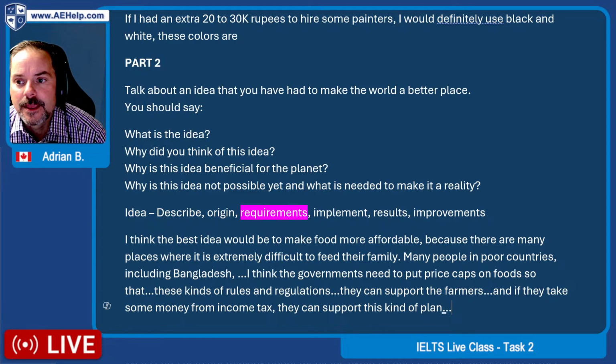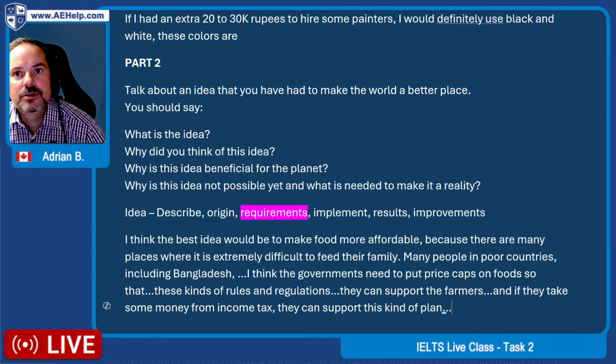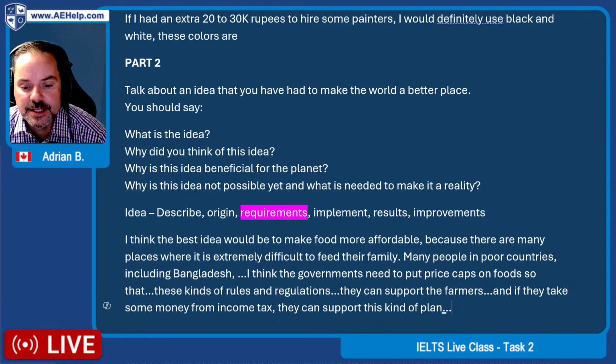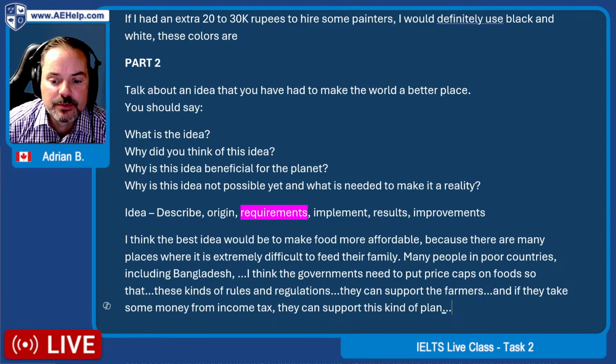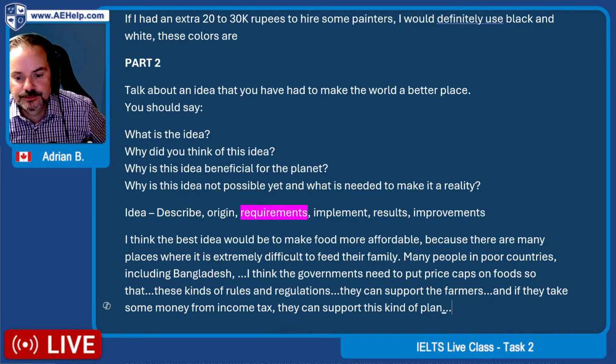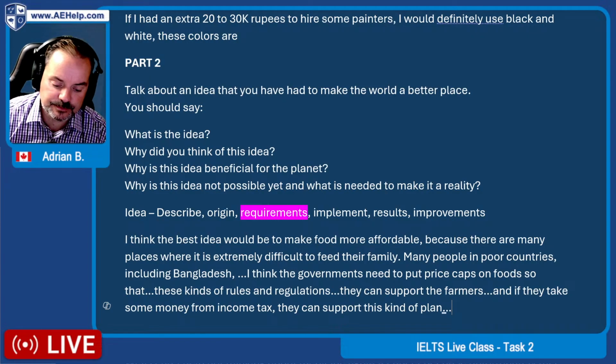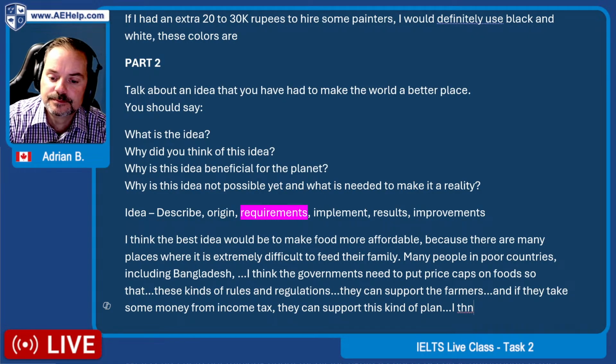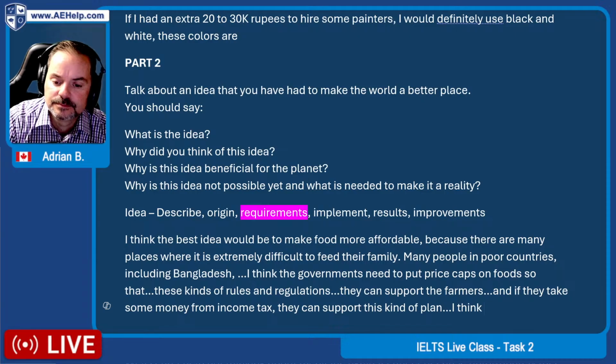So, Omid, first of all, why is this idea not possible? Why do you think it's not possible? Why is food so expensive? Why is this not happening right now? I think it's because the people who usually sell food know very well that people will eat no matter what. So they use this opportunity to increase the price.